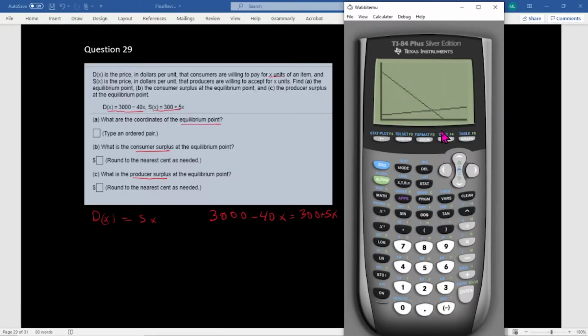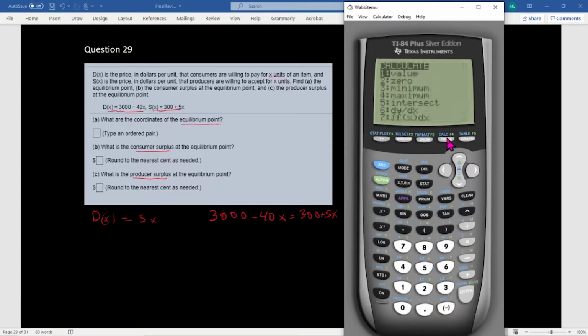And how do I know to set the window? Well, again, looking at y-intercepts, that helps with the y. And it's a guess on the x. I could have gone 10 and I would have seen I need to come out further and further. So we just get some experience as we go. But anyway, I've got my intersection point.